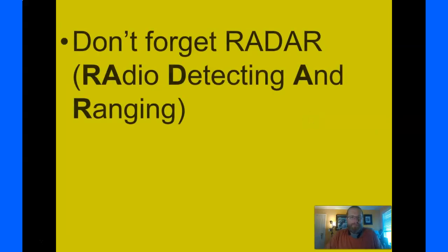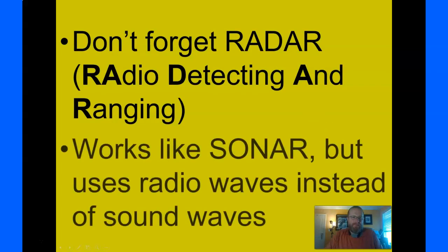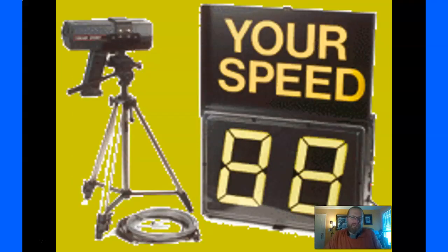Alright, we also use radio waves for this thing called radar. Radio detecting and ranging. Okay, so it uses radio waves, bounces them off something, and the reflected waves come back and are measured by the radar device to figure out how fast something is moving, what direction it's moving in, where it is, etc., etc. Remember Doppler radar? Yeah, same thing.